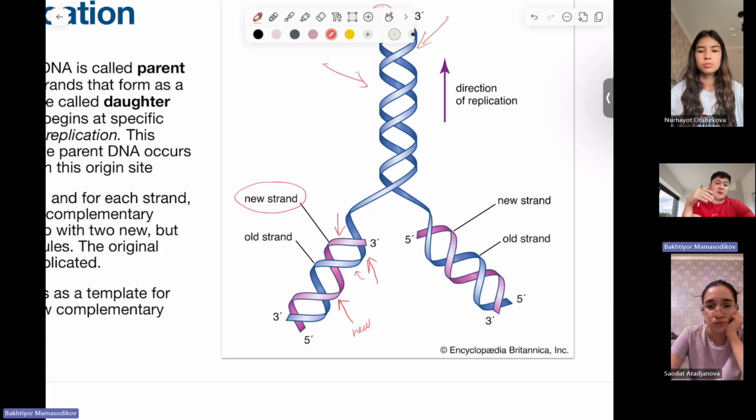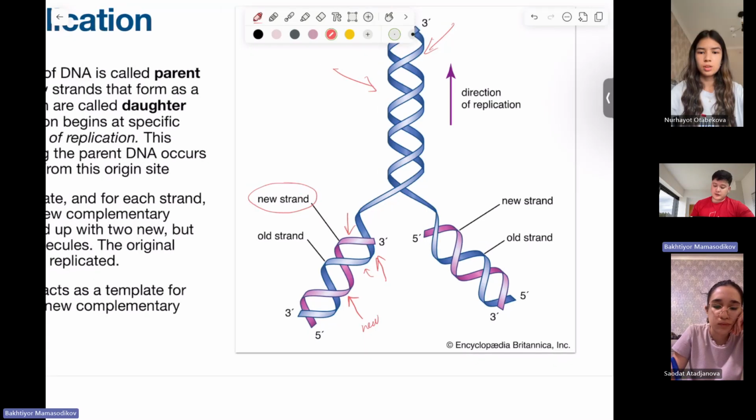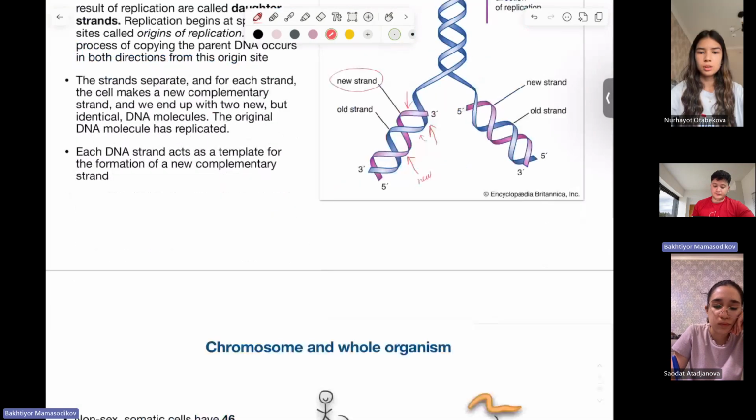The new strand is built by which enzyme? Of course, DNA polymerase. It's called DNA polymerase. Good. So I hope you understood it, right? This is a very easy process, DNA replication.